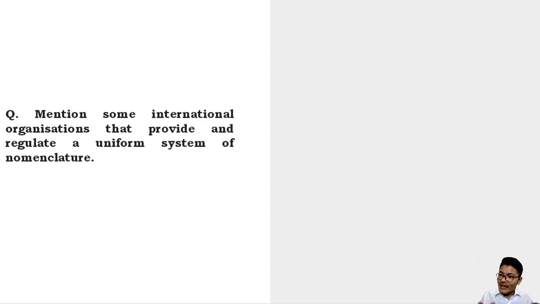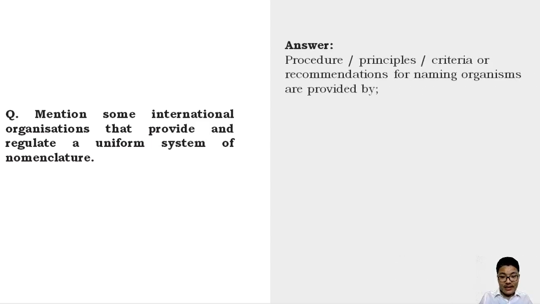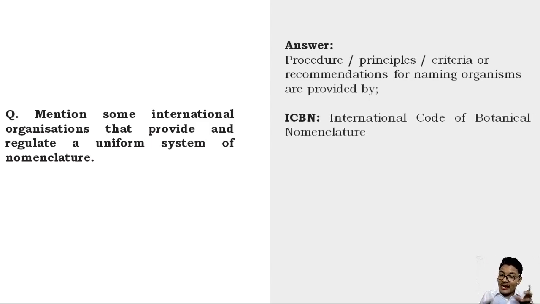Before naming anything, we should report whatever new species are discovered by us to some international organization, and they will start to look after your finding, and they will give a standardized name for the newly discovered species. Usually the procedure, principles, and different recommendations for naming different species are given by ICBN, the International Code of Botanical Nomenclature, which is for naming different plant species.